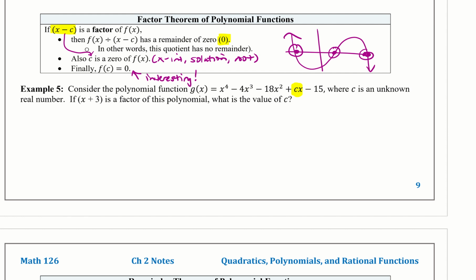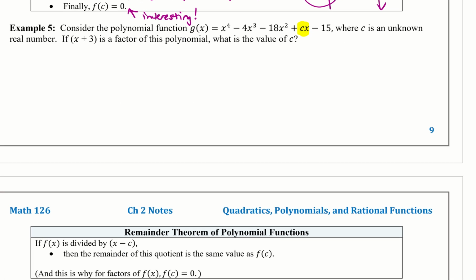So c is an unknown real number. If x plus 3 is a factor of this polynomial, then what is the value of c? Well, there's certainly more than one way to go about this. One way would be to use synthetic division and figure out what we would need to get a 0. So I'll explore that.